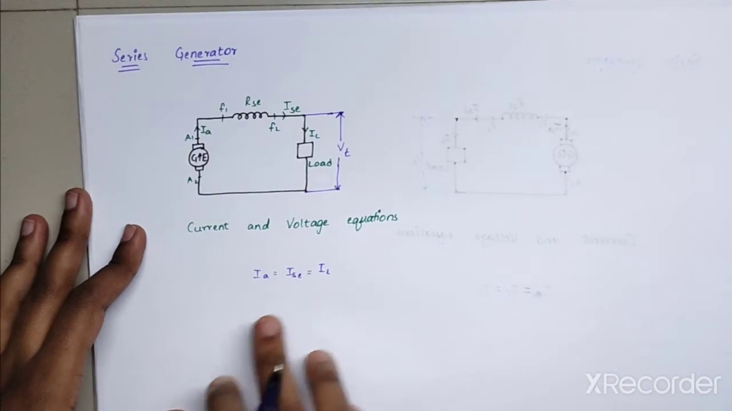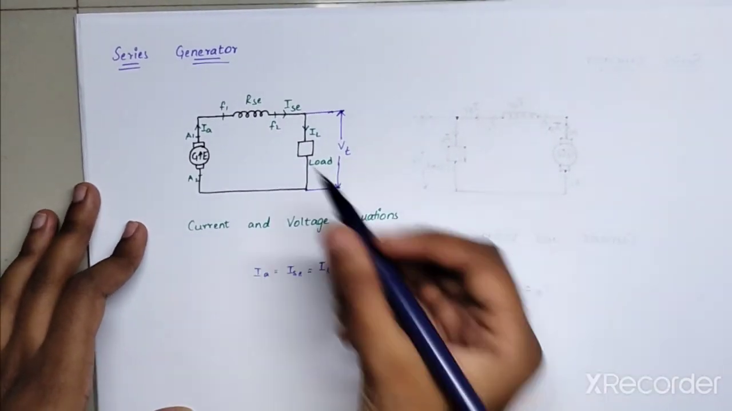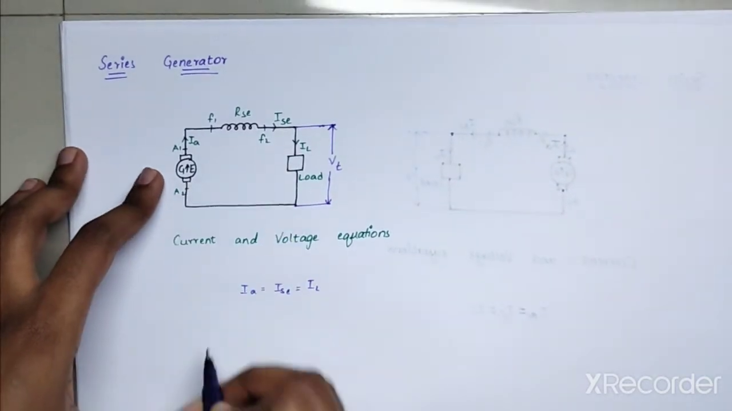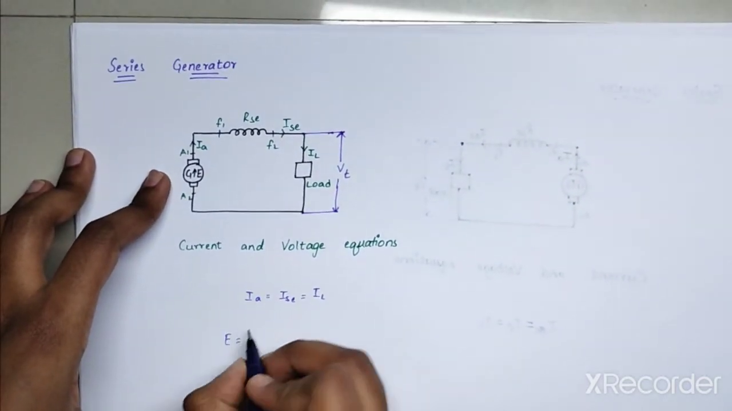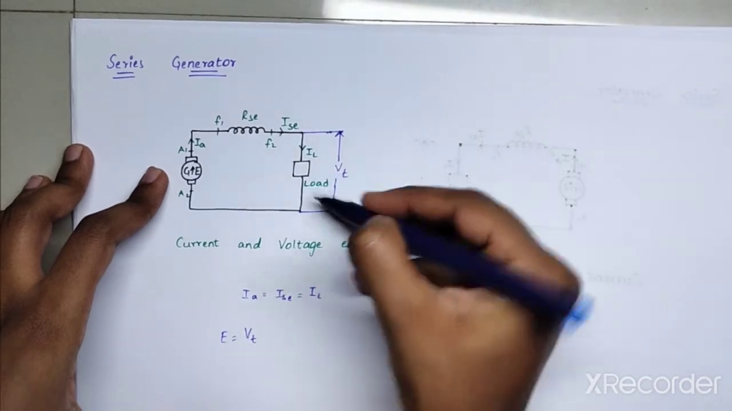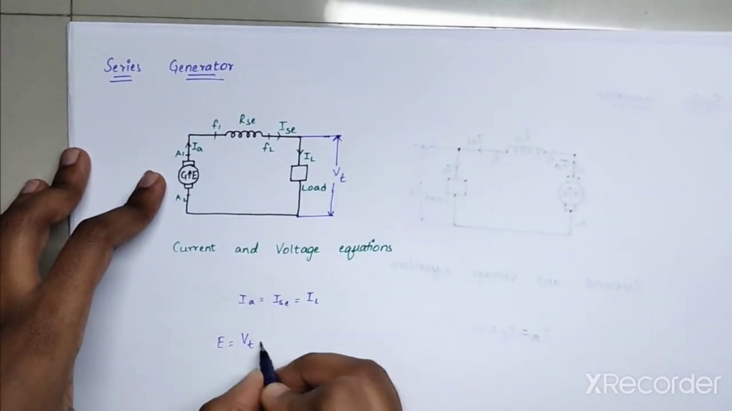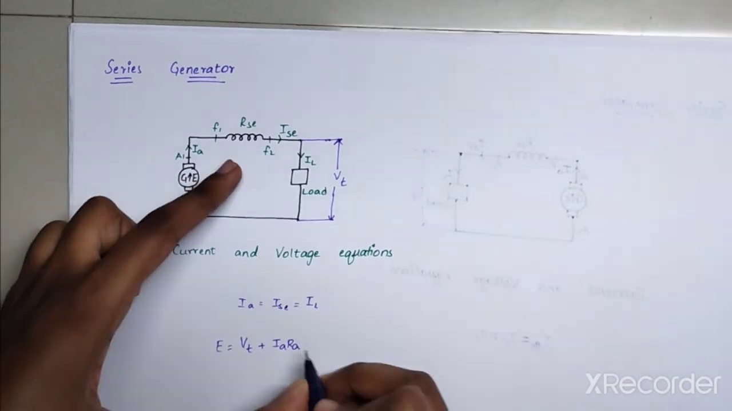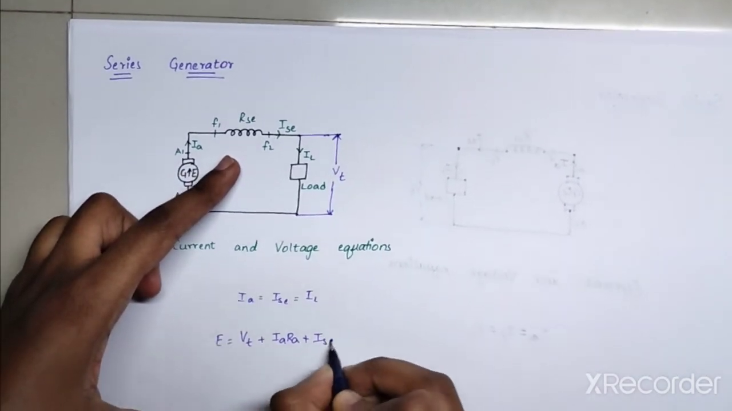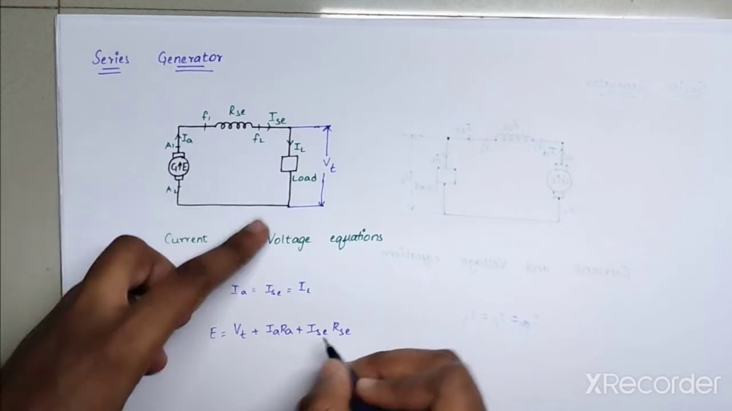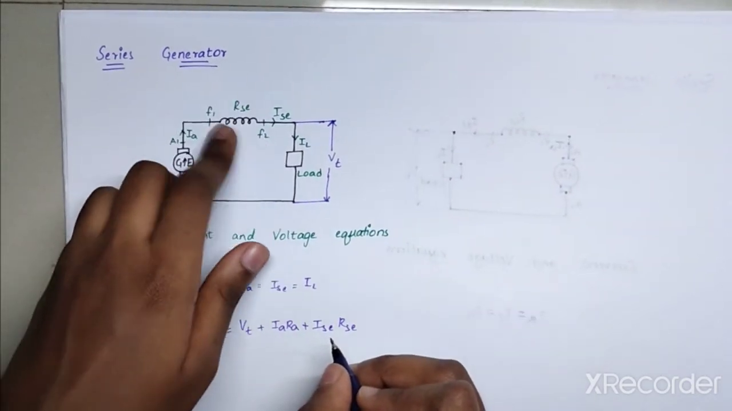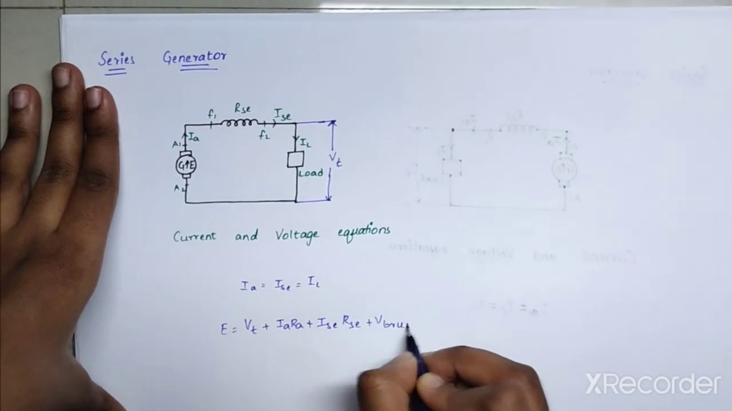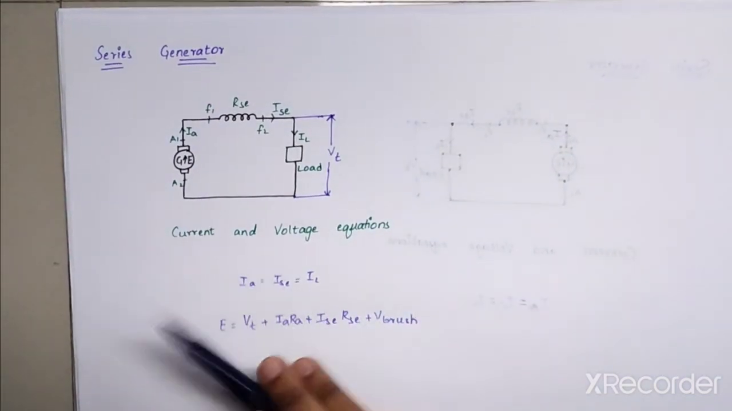Now we'll see the voltage and current relations. Here, by applying KVL, the EMF in the armature E will be equal to VT, the voltage drop across the load, plus IA into RA, that is the voltage across the armature, plus ISC into RSC, the voltage across the field winding. This is the voltage equation for a series generator.